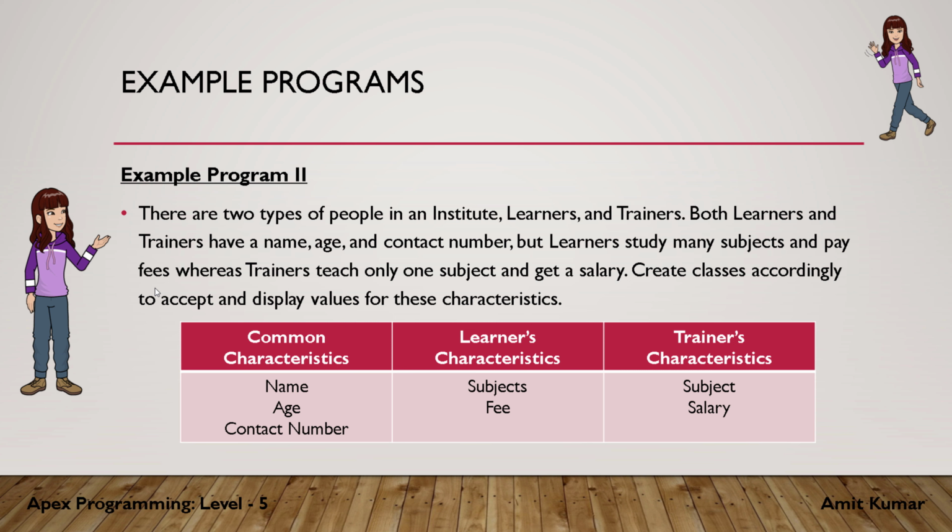Now to implement this, definitely we can create two different learners and trainers class, and we can provide all the characteristics, commons and individuals over there. But it will be useless to define the common characteristics twice. So how we are going to implement it? Here we are going to implement the concept of inheritance. Here we will create a class with all the common characteristics, and then we will inherit that class into learner and trainer class. So let's go to developer console.